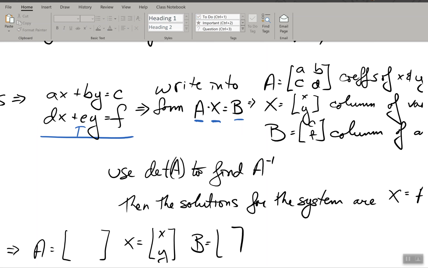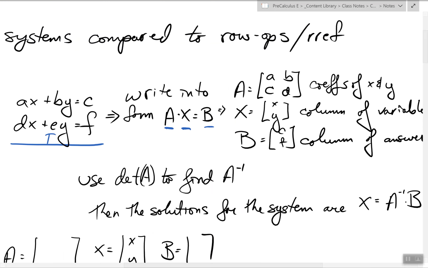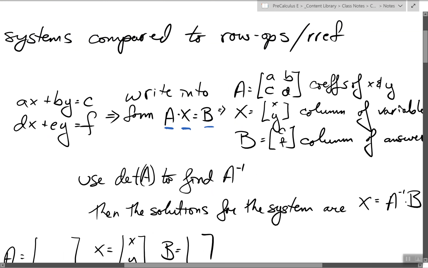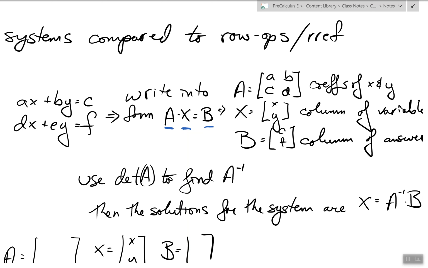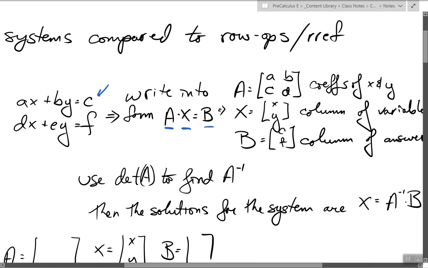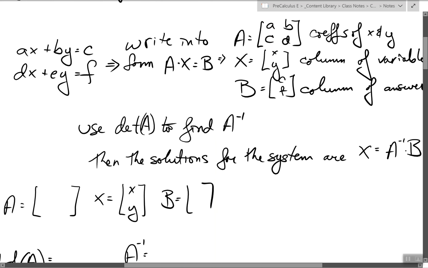And then the column of variables is always just going to be whatever variables you have. So for our 2 by 2, it's x and y. Later we'll see a 3 by 3, and that would be x, y, and z. Then B is going to be another single column, and that's just going to be the answers. So in this case, C and F, whatever those numbers are. So the setup's not too bad. We're just taking these and rewriting them into these three smaller matrices instead of doing one big augmented matrix like we did in the earlier parts of this.